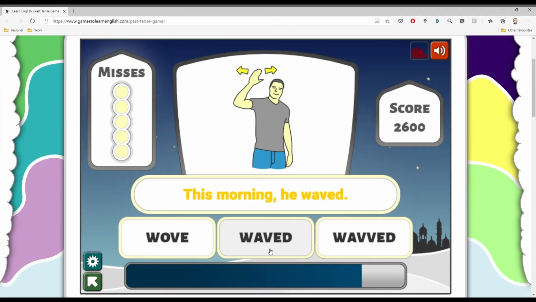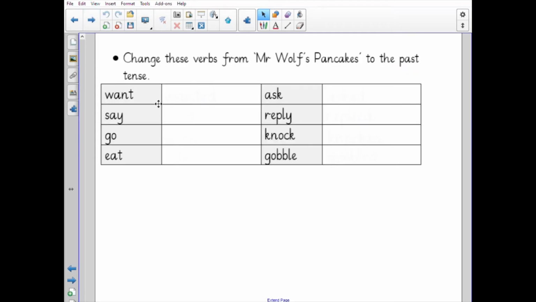Good work. Wave. So using what we've just practiced and what you know, I'd like to change all of these verbs to the past tense. Remember, some of them will just add ed, some of them might be a little bit trickier. Want, ask, say, reply, go, knock, eat, and gobble. Have a go at those, pause the video, press play when you're ready to see the answers.